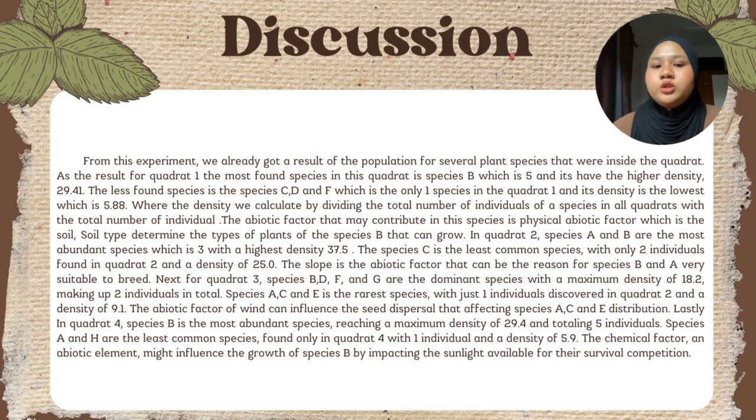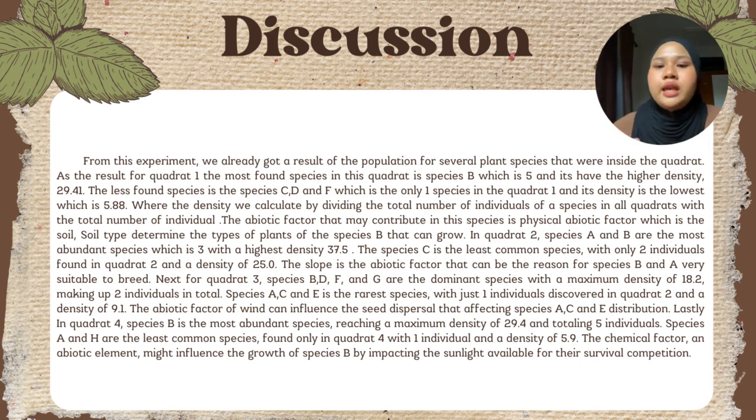The density is calculated by dividing the number of individuals of the species in the quadrat by the total number of individuals. The abiotic factor that may contribute to this is a physical abiotic factor, which is soil. Soil type determines the type of plant, such as species B, that can grow.